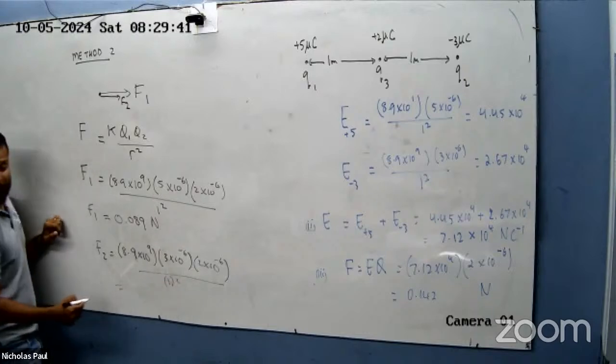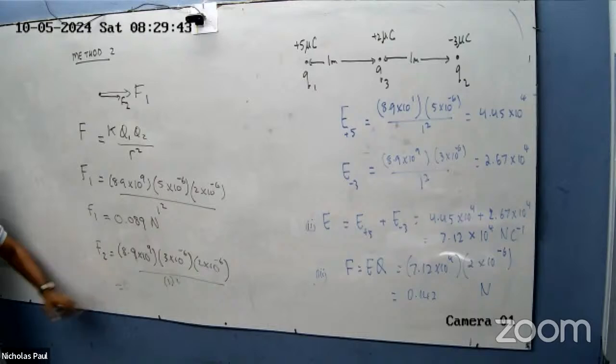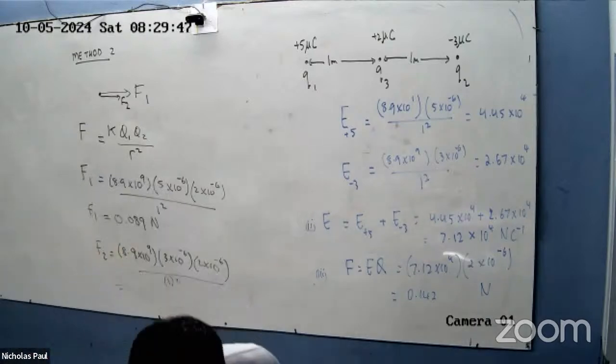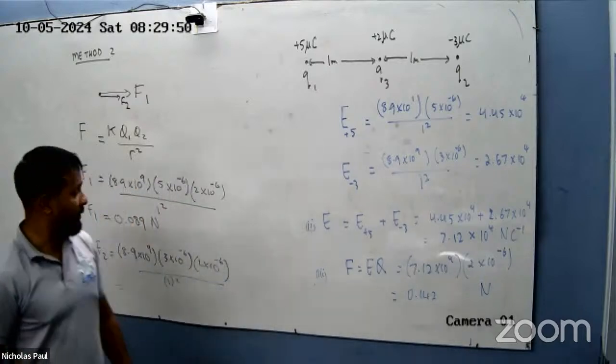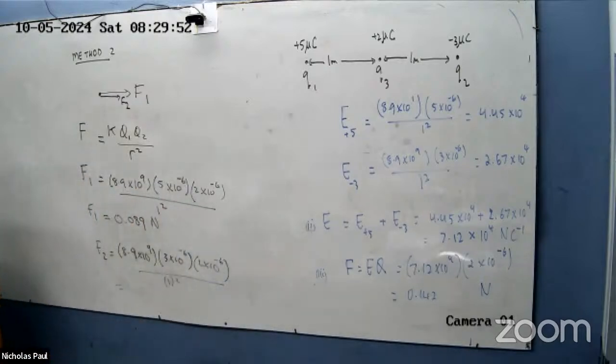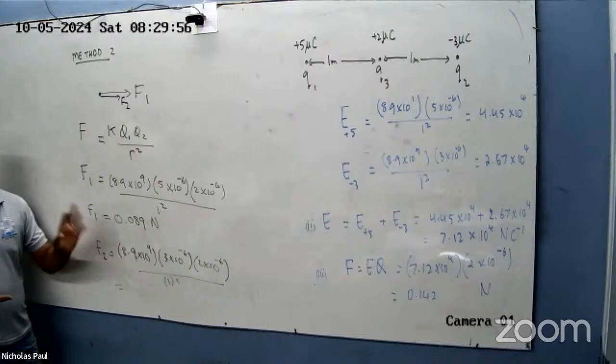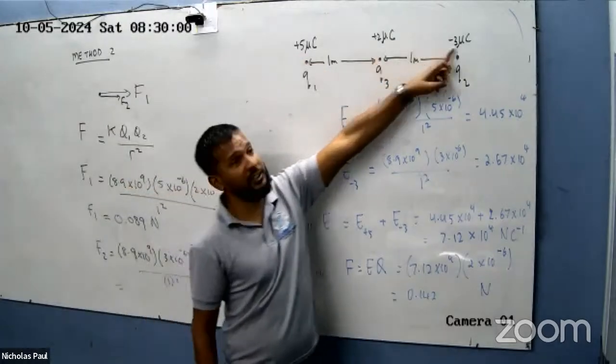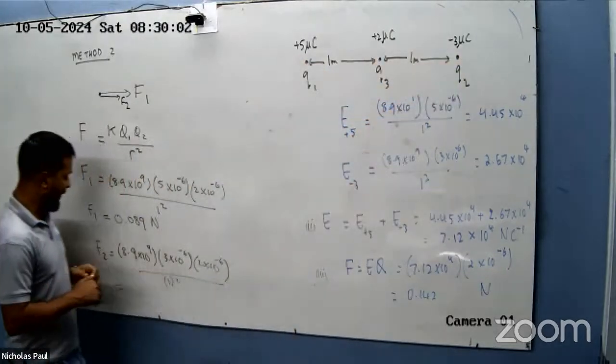Right. Anybody else besides Arian? What is this? Anybody else, right? What's going on? So I find the force on this due to this, and the force on this due to this. How much did you get?